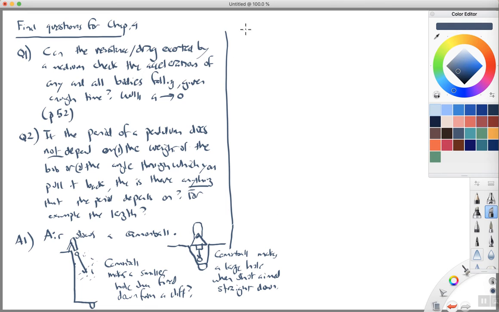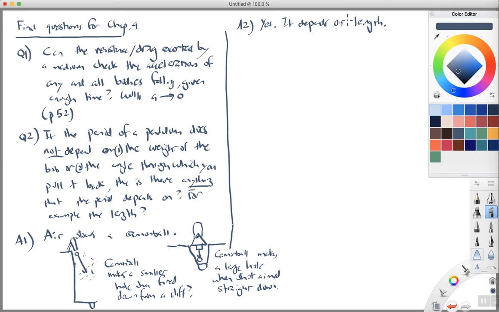Okay, let's move on to the next question. Answer 2. Is there anything that the period of a pendulum does depend on? And the answer is, like I said, yes. It depends on the length of the string. Here, there's an interesting digression that Salviati goes on to. Let me read a short section of the text. This is on page 53.